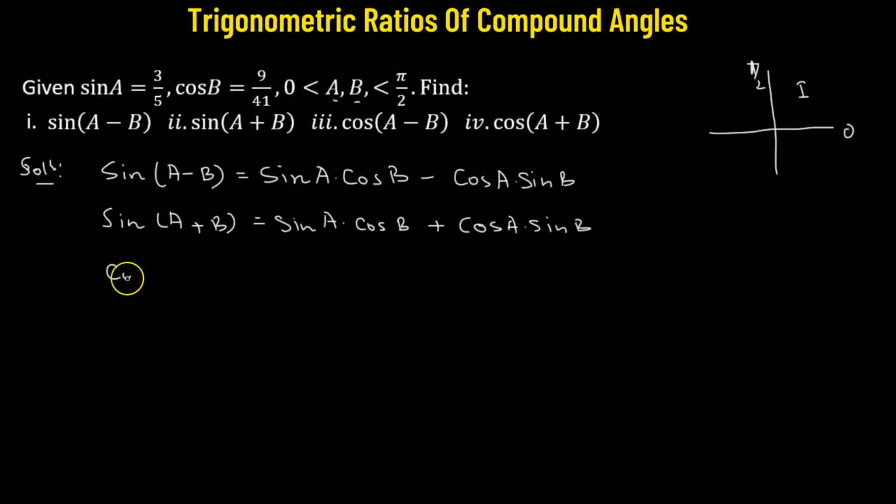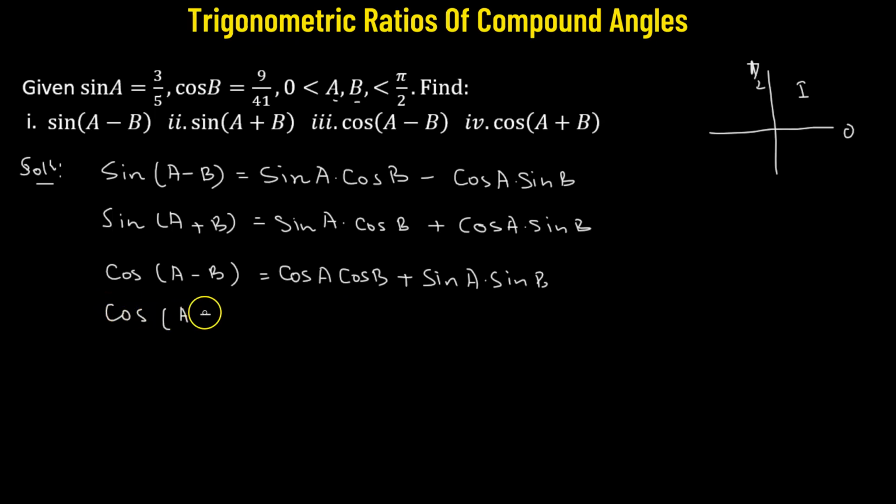Then we have cosine of A minus B. So this will be equal to cosine of A times cosine of B plus sine of A times sine of B. And to find the value of cosine of A plus B, we'll have cosine of A times cosine of B minus sine of A times sine B. So these are the four formulas for sine A minus B, sine A plus B, cosine of A minus B, and cosine of A plus B.